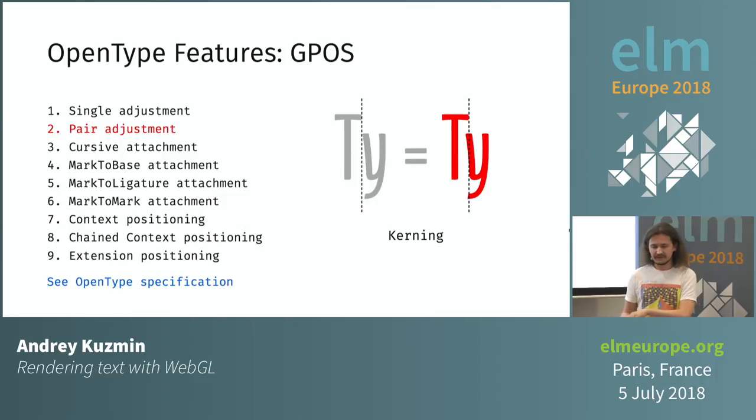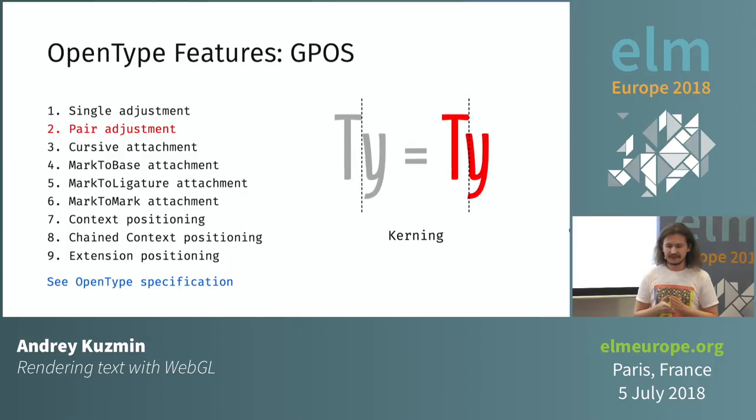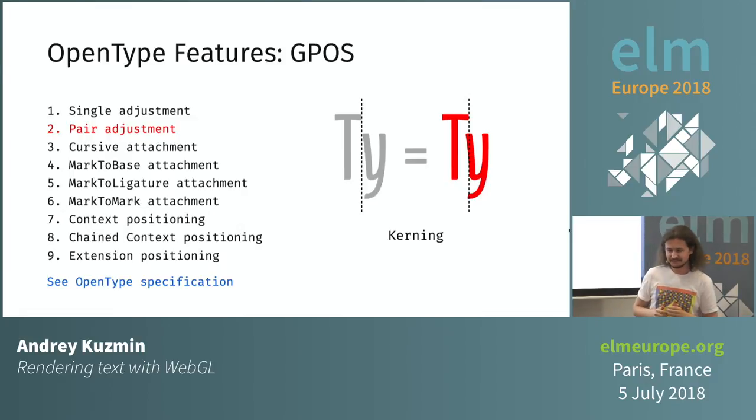And kerning is a certain case of pair adjustment. So it lets you control spacing between pairs of glyphs. And it's usually a negative offset that is applied to advance width. So as you remember from the glyph metrics, advance width is the distance from the origin of the first glyph to the origin of the second glyph.